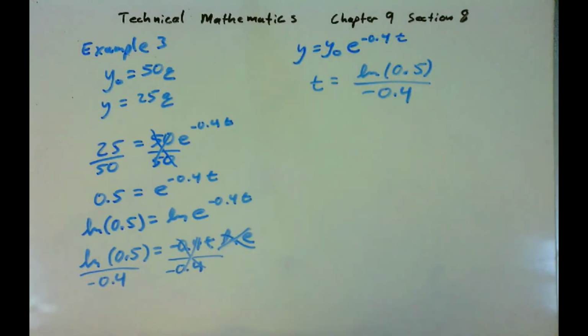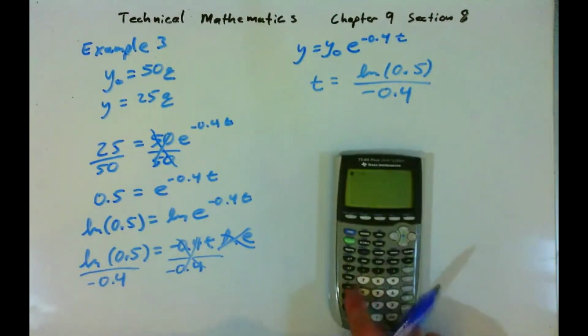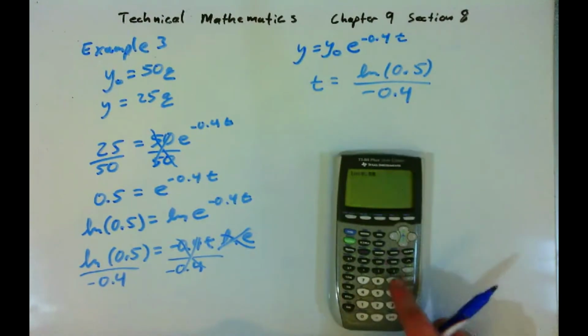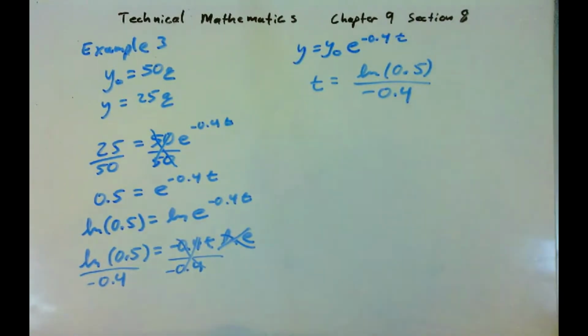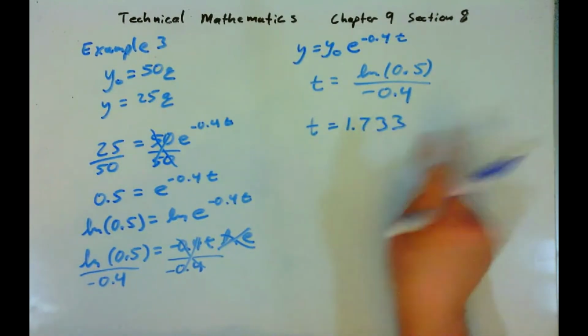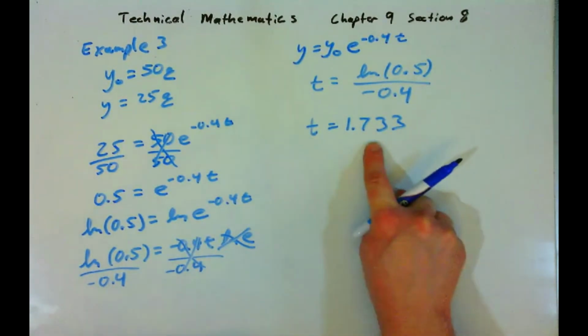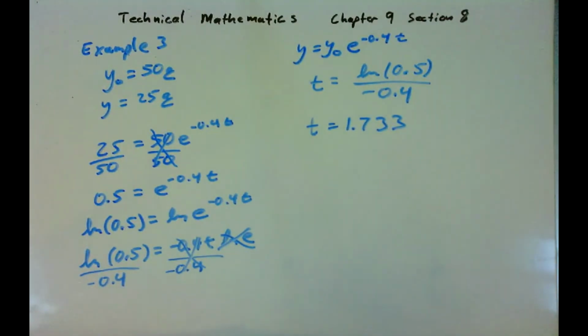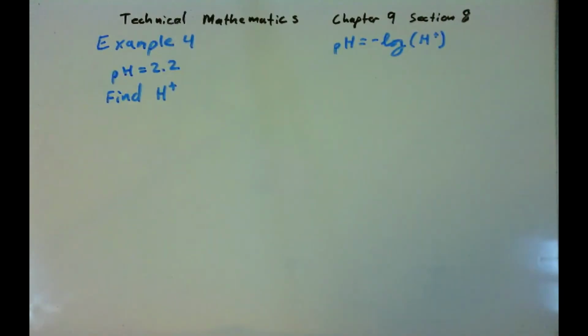And so we'll plug this into the calculator. We have natural logarithm of 0.5, close parentheses, divided by negative 0.4, and we get 1.733. And so that means it will take 1.733 years for 50 grams of this radioactive material to decay down to 25 grams. This is example 4.